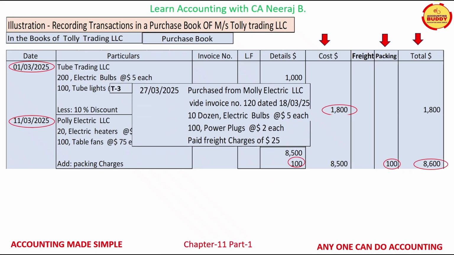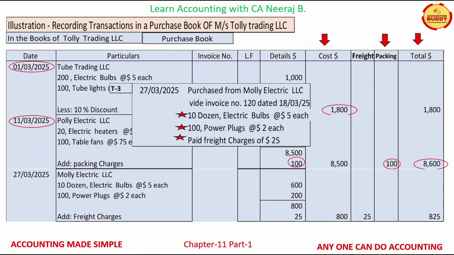On 27th of March 25, Tully Trading bought 10 dozens of electrical bulbs at $5 each and also bought 100 power plugs at $2 each from Molly Electric LLC. The supplier also charged $25 as freight charges for the transaction. This transaction will appear as displayed on your screens.